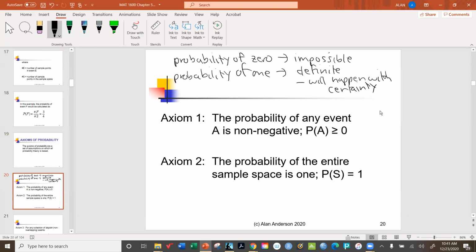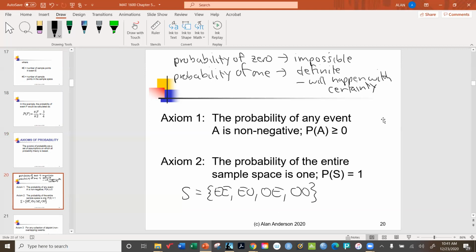Now, the entire sample space is defined to have a probability of 1 because when there's an experiment, something in that sample space has to occur with certainty. So in other words, if I roll the die twice, one of these 4 has to happen with certainty. Okay, so the entire sample space is defined to have a probability of 1.